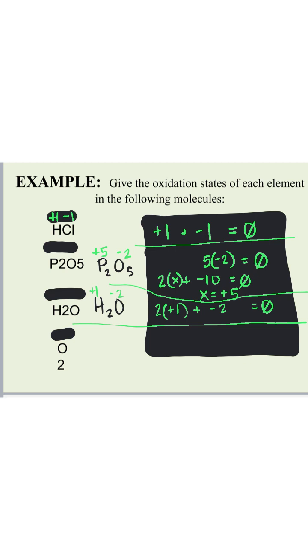Now the last one is O2. Again, my formatting got crazy. Well, O2 is a diatomic, and it's also a free element. Well, it's a free element because it's a diatomic. So overall, our net charge is 0, which means its oxidation state is 0 because it is a free element.